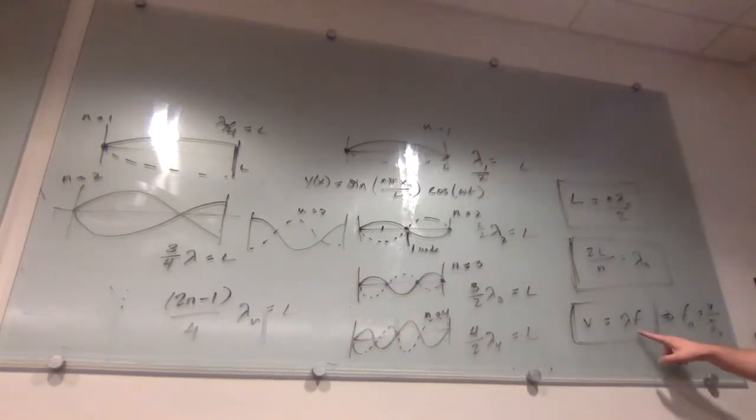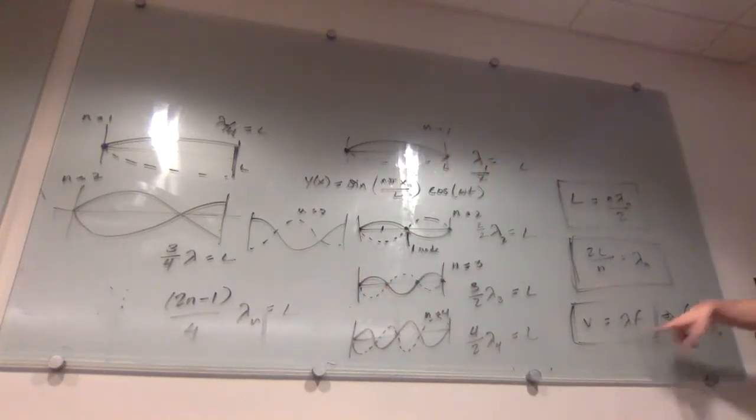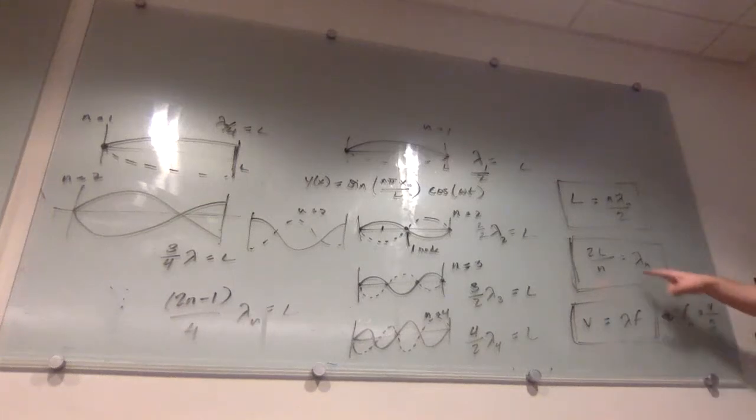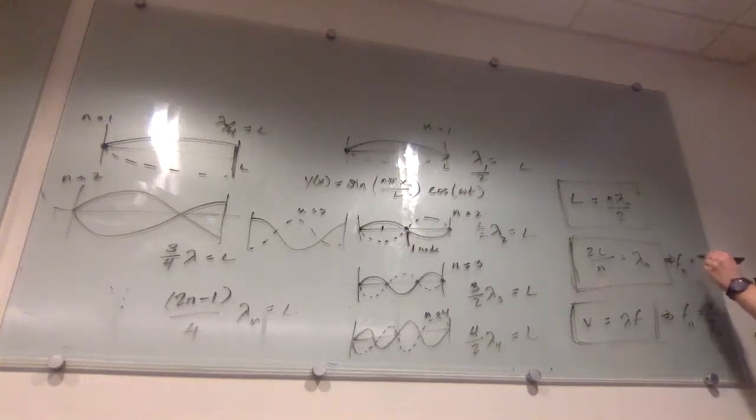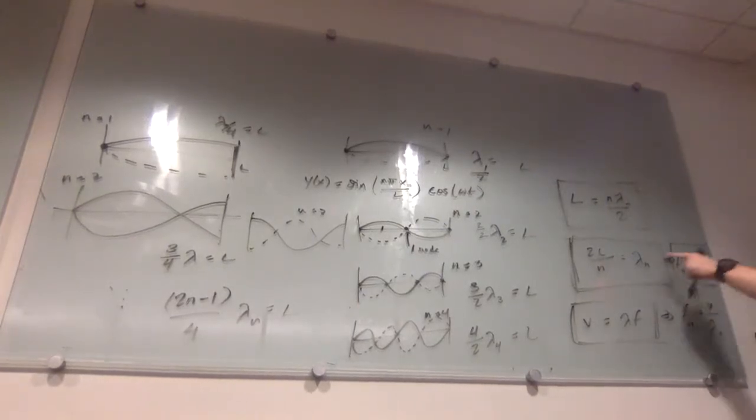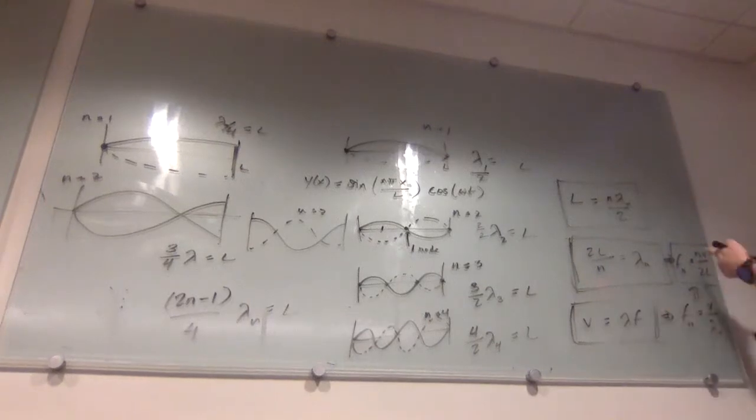Again, this relationship is still true. The frequencies, you can convert this right now. This implies that F_n is nV over 2L. Sorry about all these arrows; they're supposed to sort of mean that's how you get places. Anyway, hopefully that makes sense. All I did was plug in, hopefully correctly.